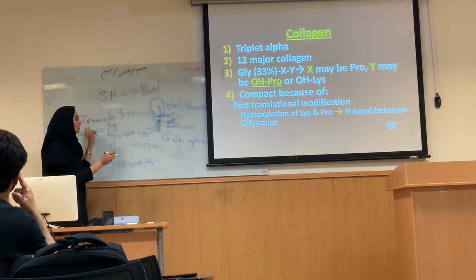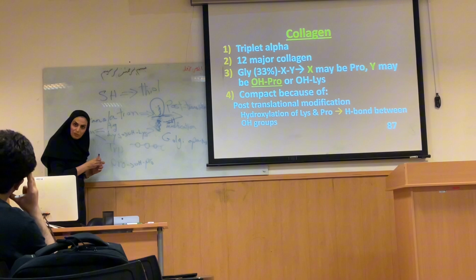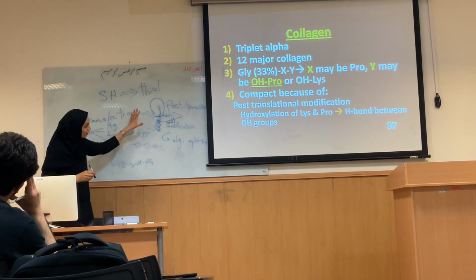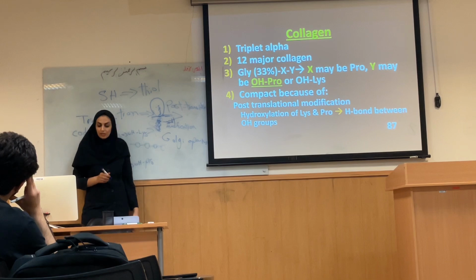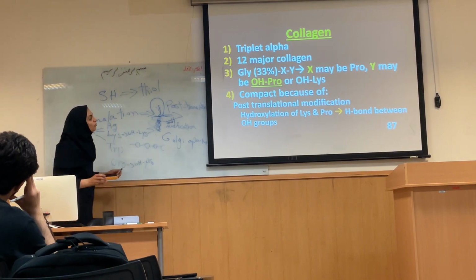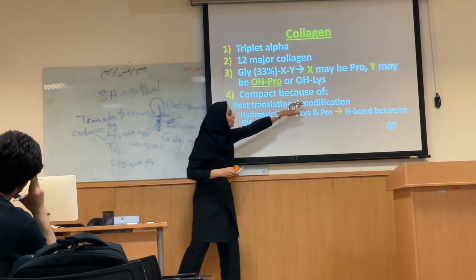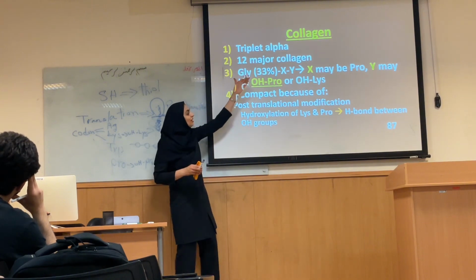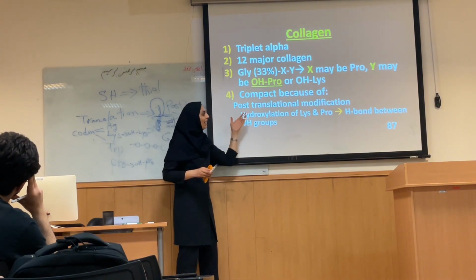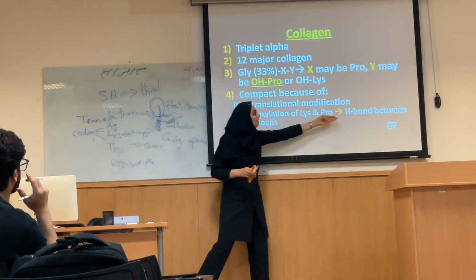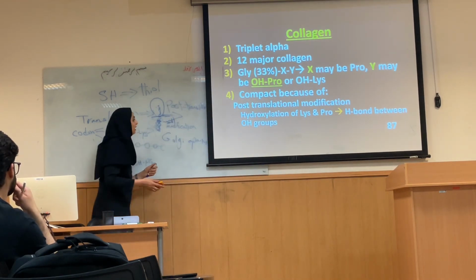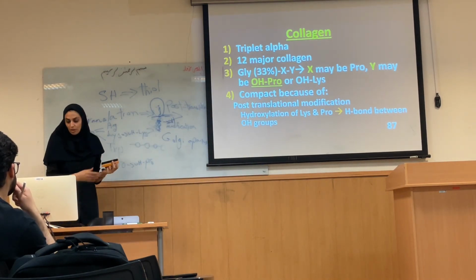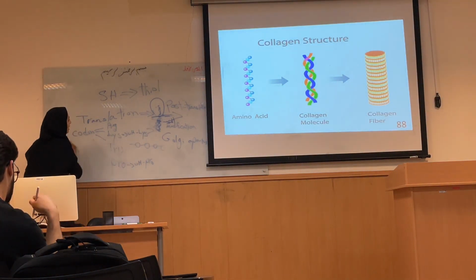After the ribosome and the endoplasmic reticulum, lots of them occur in the Golgi apparatus. Did you get the point? This was about post-translational modification, and this is the reason that collagen has a compact structure and has different hydrogen bonds between OH groups. This was about collagen.